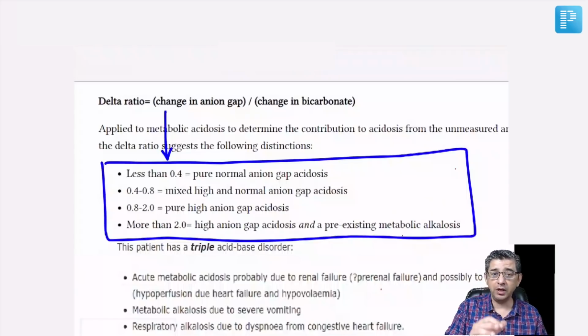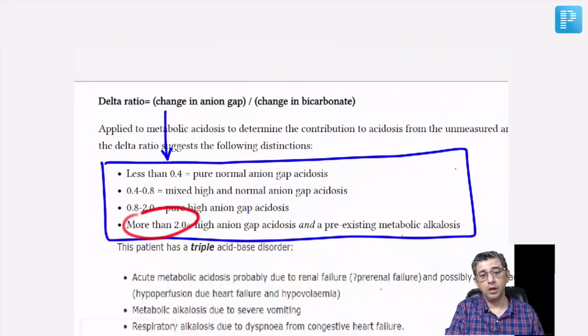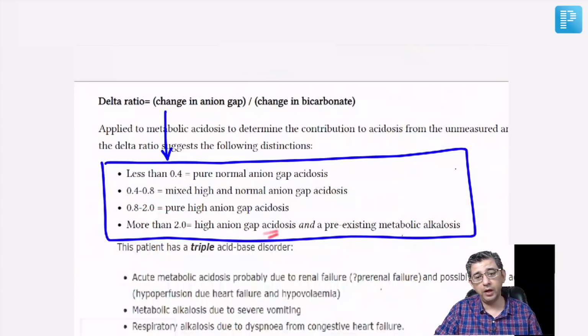You will notice that if a person is having a combination of HAGMA and NAGMA, it is between the range of 0.4 to 0.8. In our case, what has happened in this multiple choice question is that the value is turning out to be more than 2. This means that this person is having definitely a HAGMA, no doubt about it, but there is a metabolic alkalosis component also. Why? Because the guy was puking.